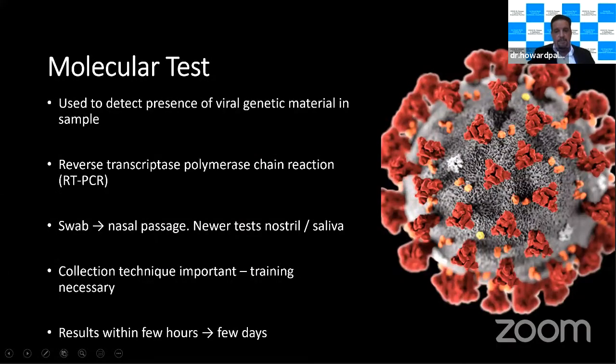Next slide. The molecular test is basically a test used to detect the presence of viral genetic material in the sample. It relies on what is called the reverse transcriptase polymerase chain reaction, or RT-PCR. Essentially, it is a swab test. The swab is normally taken from the nasal passage, ideally from the nasopharynx, because that is the area with the highest concentration of virus. There are, however, newer tests which claim high efficiency with swabs taken from the nostril, or in fact, saliva samples.